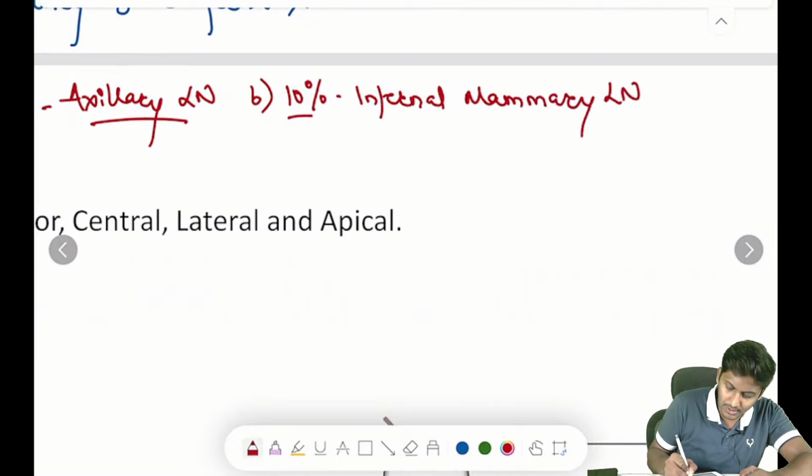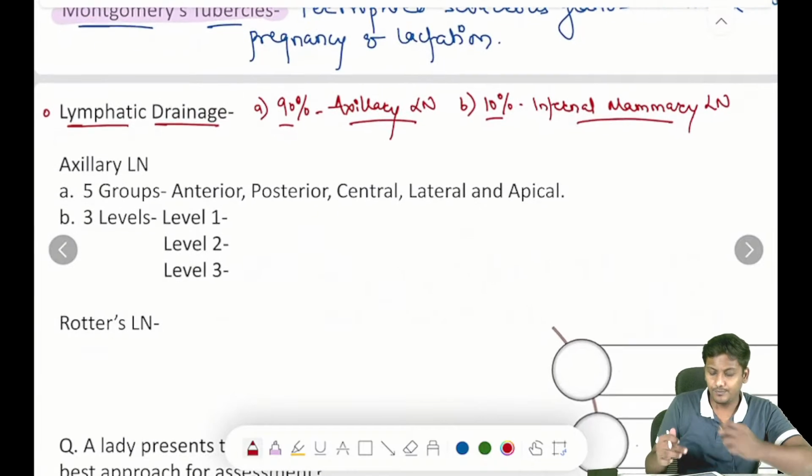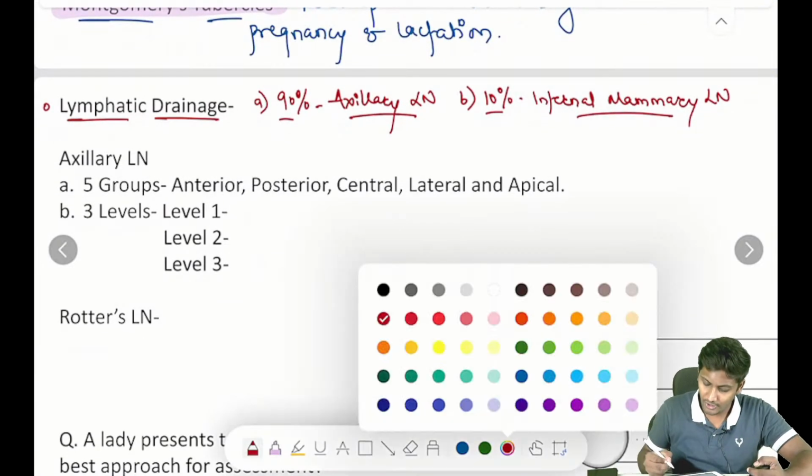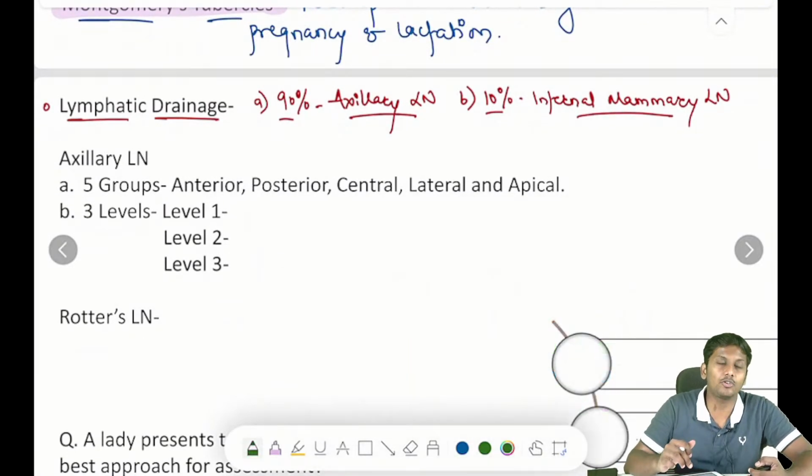No issues with this, anybody? Hopefully this is clear to everyone. Okay, so that has to be remembered. Now if I talk about the axillary group of lymph nodes, बच्चों, you have to remember that anatomically they are divided into 5 groups.